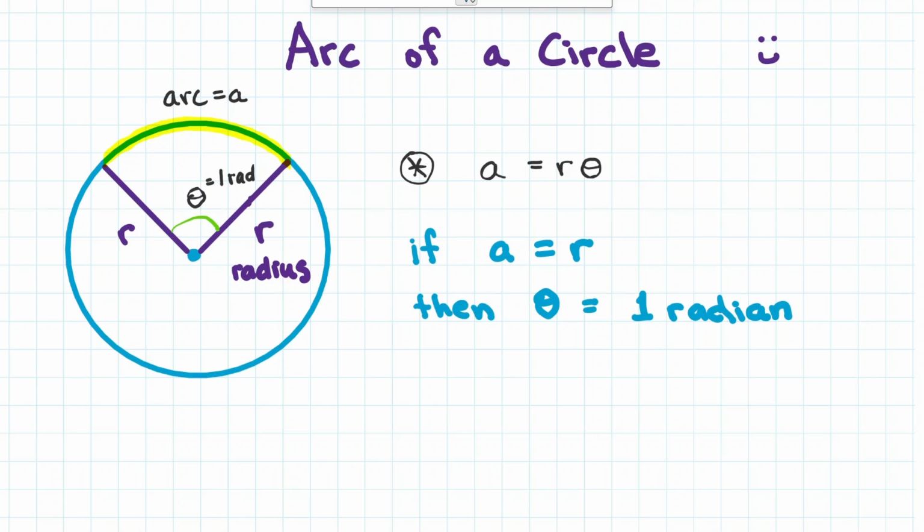Sometimes it can feel a little bit arbitrary when we're going between degrees and radians, and you wonder how radians actually came about. It's because of this really neat fact that if your arc is equal to the length of your radius, that means the angle between them has to be exactly 1 radian. So that's a cool new fact that we learned today.